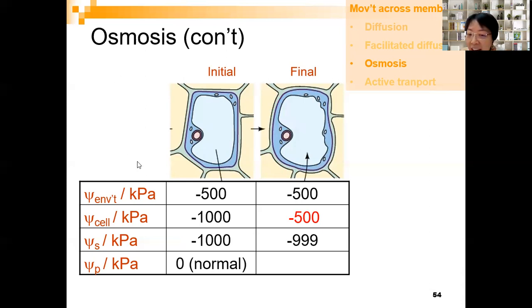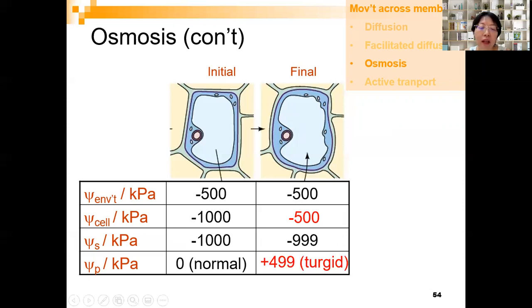Don't have negative. Yes, cannot have negative, then what must you write? 499. Hang on. You need to write positive 499, because psi p is a positive value in this case here, okay? So it's positive 499 kilopascal when the cell is fully turgid. Fully turgid means water cannot enter anymore.